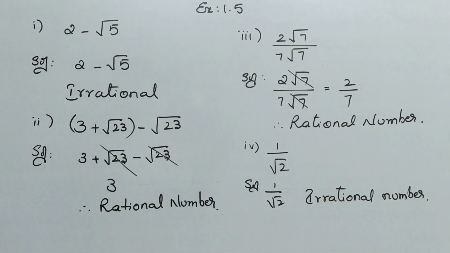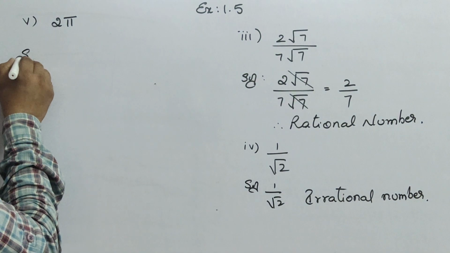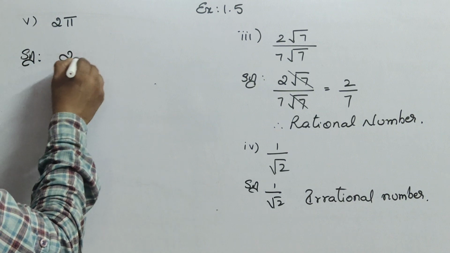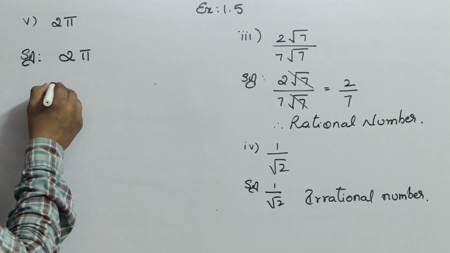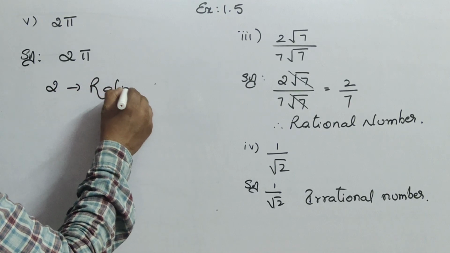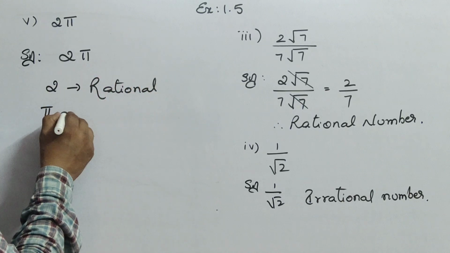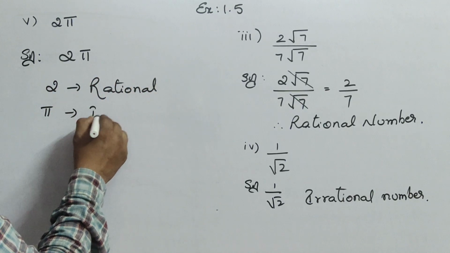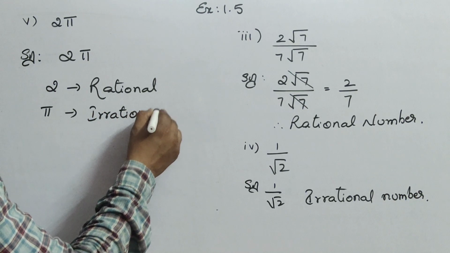Okay, children? See the next question. See here, the fifth question is given: 2 pi. So, the solution is 2 pi. Now, is 2 pi rational or irrational? Actually, we all know that 2 is a rational number. And you have to know that pi is an irrational number. Why? Because I will tell you. You all know it is an irrational number.